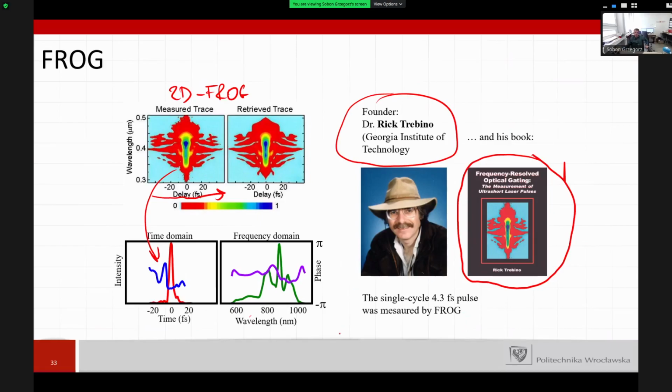But the difference between the FROG and the autocorrelation is that the FROG will give us information about the spectrum and about the phase of the spectral components of the pulse. The autocorrelation gives us only information about the width of the pulse, while the FROG can retrieve the actual pulse shape and also the spectrum of the pulse.